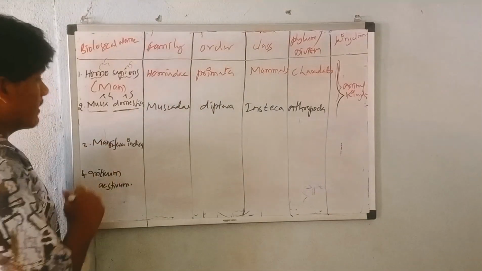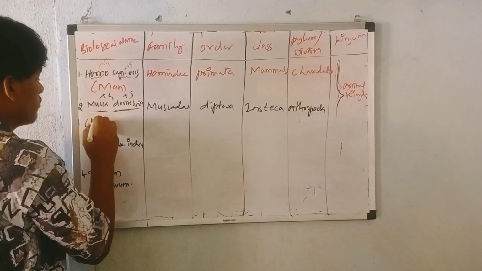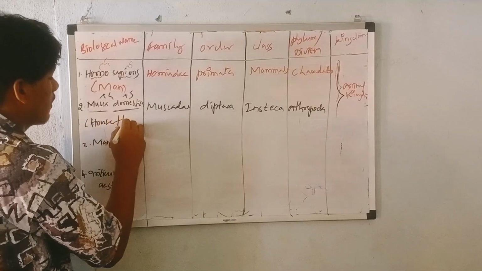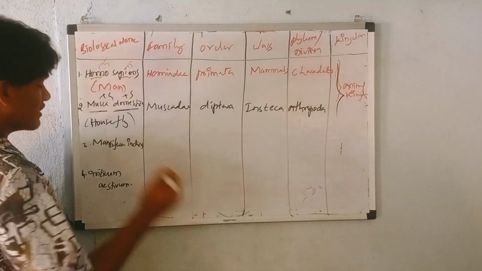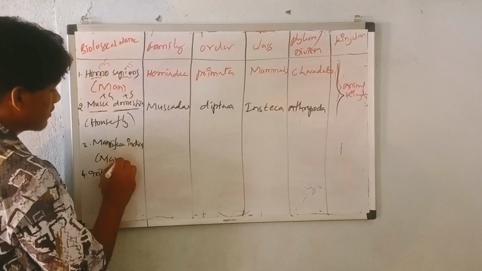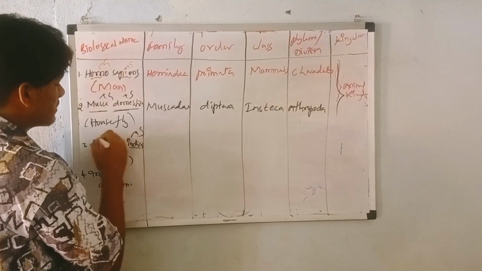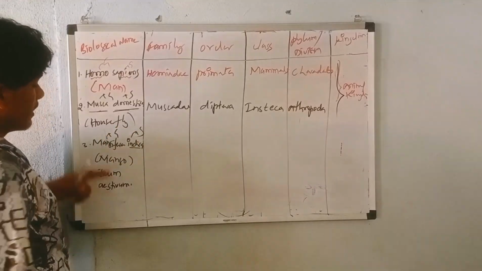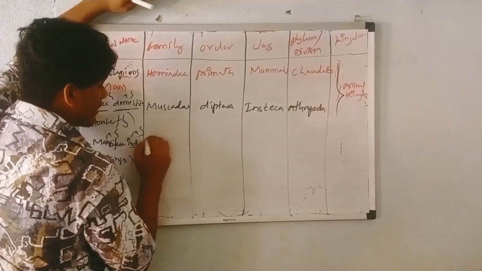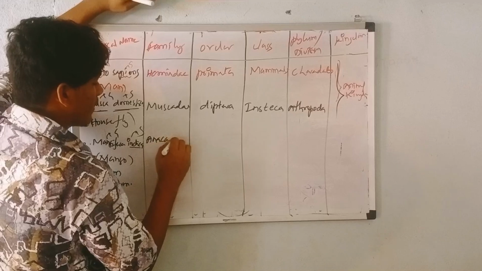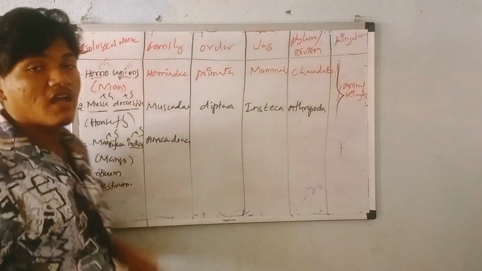Musca domestica is called the housefly, a common housefly. Now come to Mangifera indica. Mangifera indica is nothing but mango, right? Here indica represents the species, while Mangifera represents the genus. In Mangifera indica, the family is Anacardiaceae.